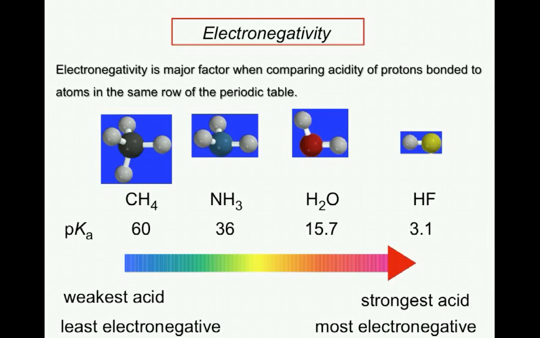Remember that electronegative atoms draw electrons toward themselves. As such, the greater the electronegativity of an atom bonded to a proton, the less electron density there is around that proton. As with inductive effects, it's thus easier to remove a proton that's attached to an electronegative atom than it is to remove a proton attached to an electropositive atom.